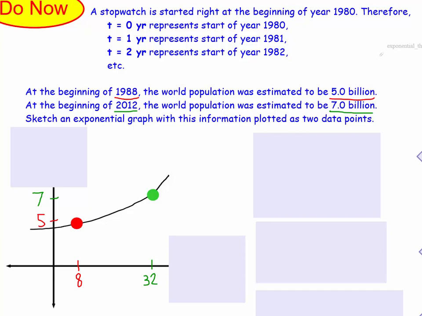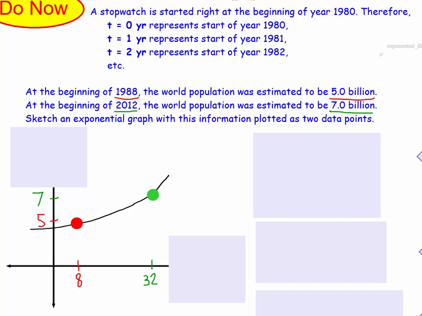around 2012. And notice how the axes are defined here, where the horizontal axis, which we usually have called the x-axis, is defined to be the number of years since 1980. And therefore, the years 1988 and 2012 are represented by t equals 8 and t equals 32, respectively. And we see that we're going to measure the population in billions. So 5 and 7 represent world populations of 5 and 7 billion.